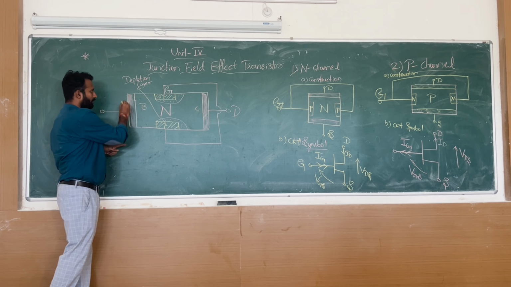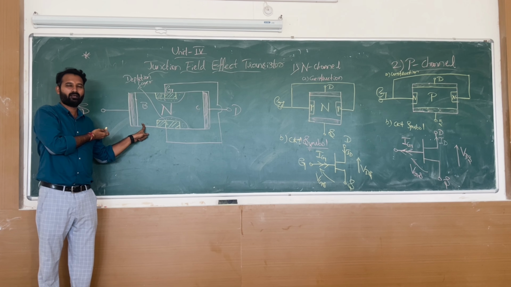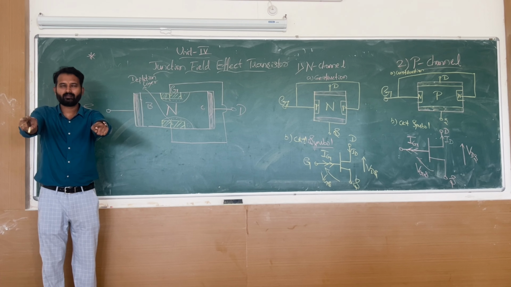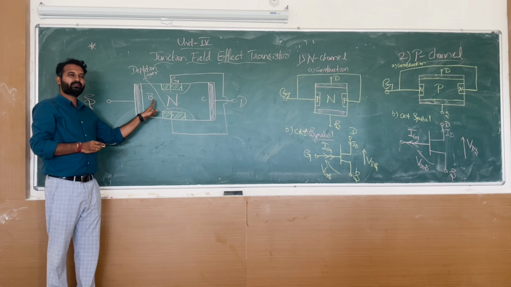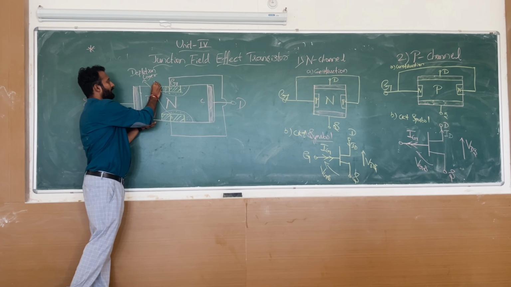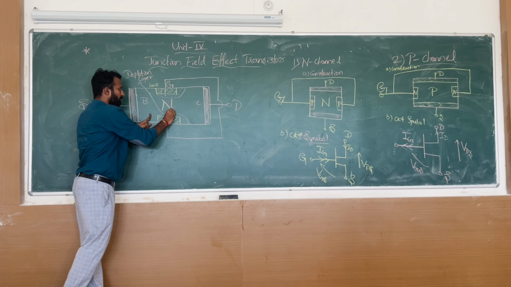Consider this as a rectangular shape. It is in rectangular shape only. Just assume that you are looking at a rectangular shape on the bench. So this device consists of a rectangular bar, a bar shape that is made up of silicon. The complete rectangular bar is made up of what?